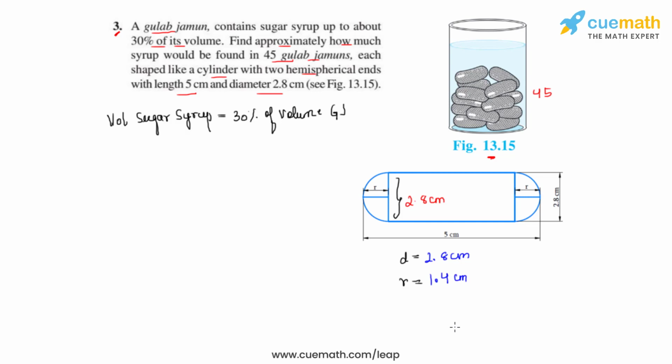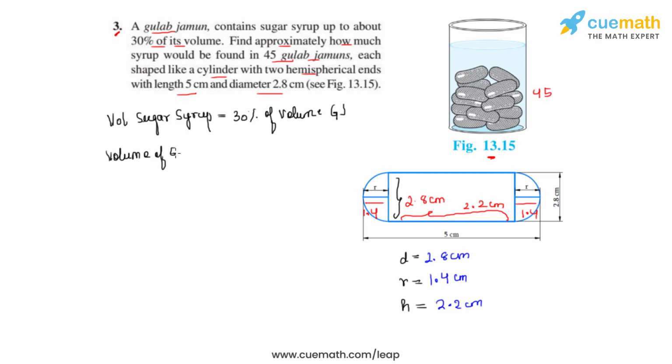Now, the height of the cylinder is what we have to find. The radius, as we have found for the hemispherical part, would be 1.4 and 1.4 each. So if we subtract these two 1.4s from the total length, which is 5 centimeters, it will give us the height of the cylinder, which on subtraction is found as 2.2 centimeters. So we can write it as H equals 2.2 centimeters.